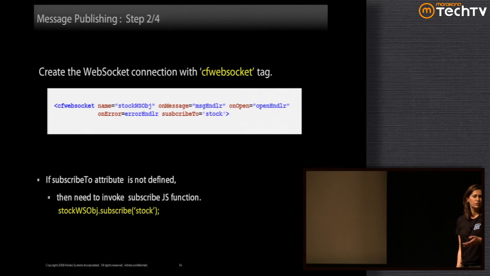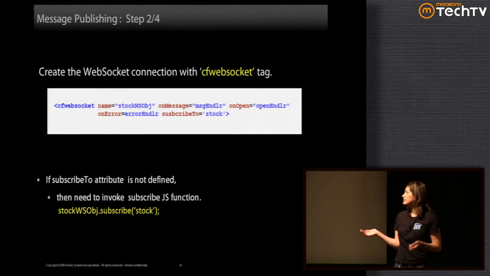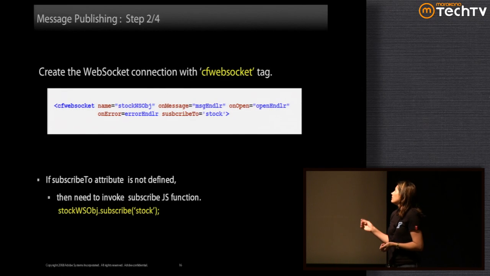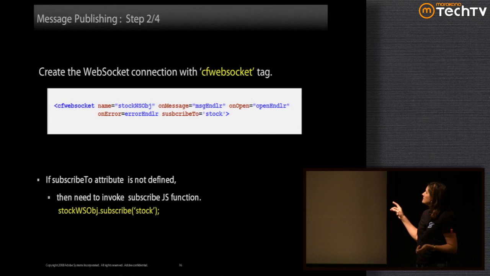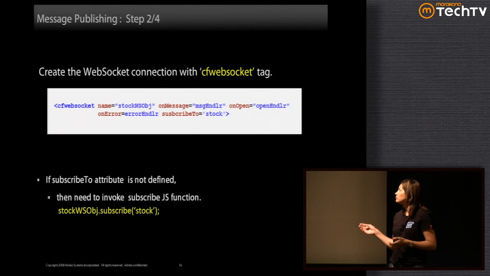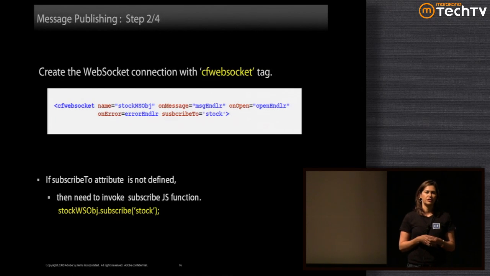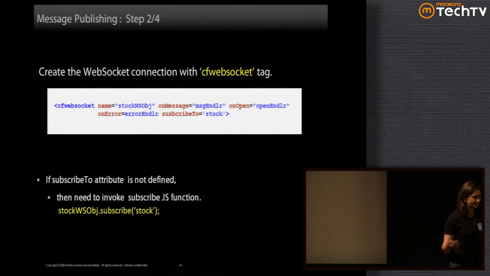And then for step 2, we would use the CF WebSocket tag and pass it the name of the channel that you want to connect to. And this establishes the connection with this particular channel. In here, you would specify onMessage, onOpen, and onError handlers, whatever you're choosing. You just specify the names that you'd like to use for those handlers. These are default handlers. And you have the option to set a subscribeTo at this point in time, and it'll automatically set up the code to subscribe the user to that channel.